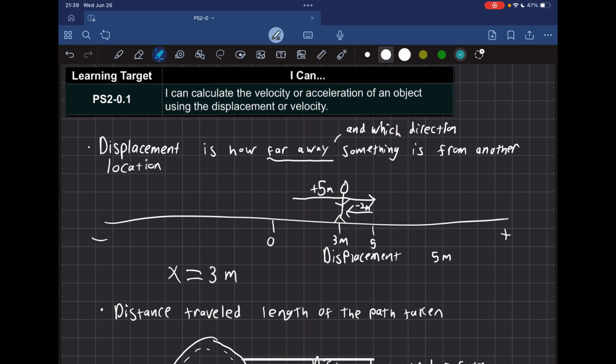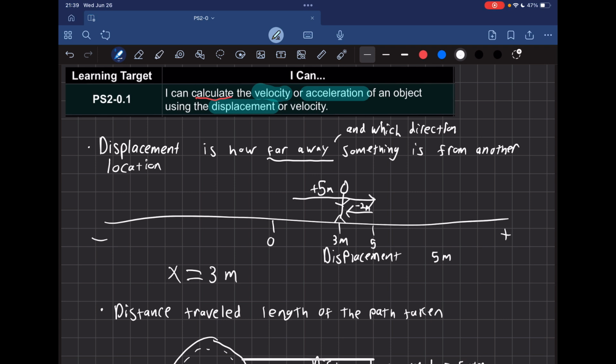So here we can read this together, the I can statement. I can calculate the velocity or acceleration of an object using the displacement or velocity. I just highlighted some of the key words we're going to have to learn to understand this. And the action that we're going to be taking is we're going to be calculating.